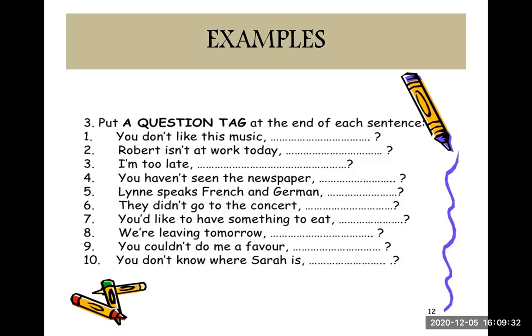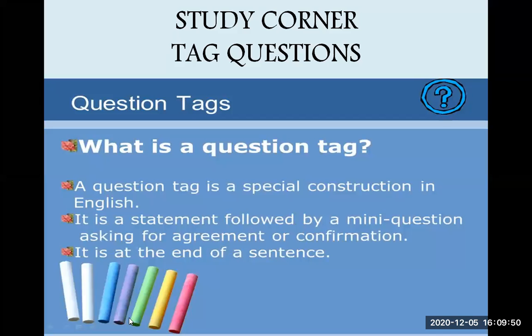So in this way, you can practice putting question tags yourself. And remember that if you have a positive sentence, then the question tag will be negative. And if you have a negative sentence, then the question tag will be positive. And it is added with the auxiliary verbs. Auxiliary verbs are the helping verbs.